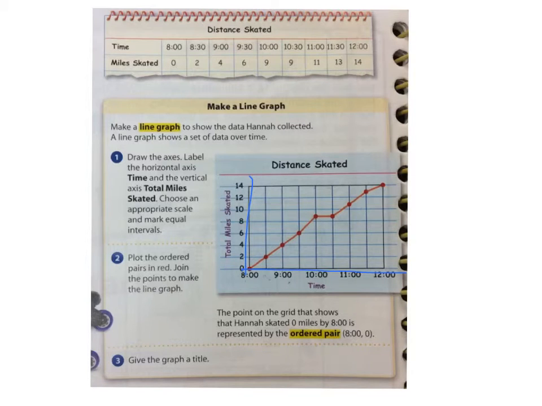Then, after you draw the axes, you need to label the horizontal one, also known as the x-axis. And what did they label it? Time. And then they labeled the y-axis with the total miles skated. So you'll notice those labels are the same as right there, right? Time and miles skated. Then it says, this part's important, choose an appropriate scale and mark equal intervals. What does that mean when it says choose an appropriate scale and mark equal intervals? What does that mean, Riley?